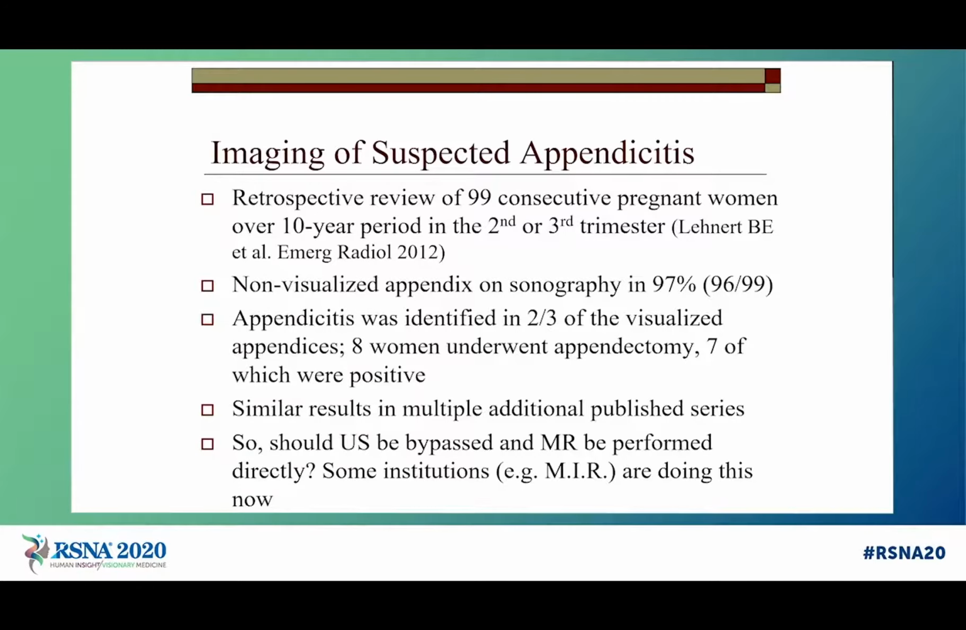And so a variety of papers, this one on the top here from the University of Washington group, showed very poor results in terms of showing a normal appendix, and even when it's abnormal, the numbers are often not very accurate with sonography alone. Some institutions, such as Mallinckrodt, WashU in St. Louis, are bypassing ultrasound for a suspected appendicitis in pregnancy. They're going directly to MRI.